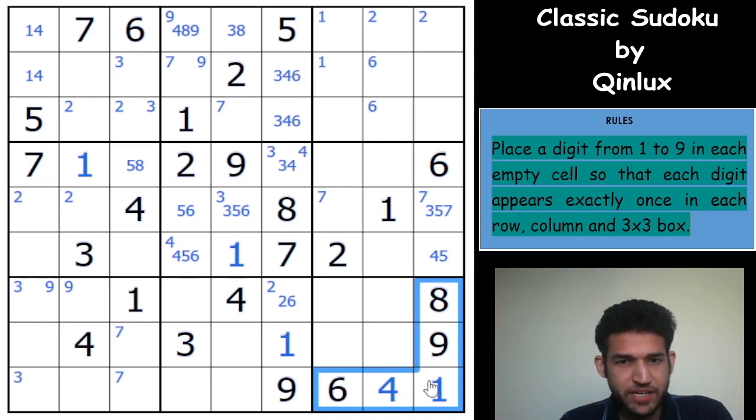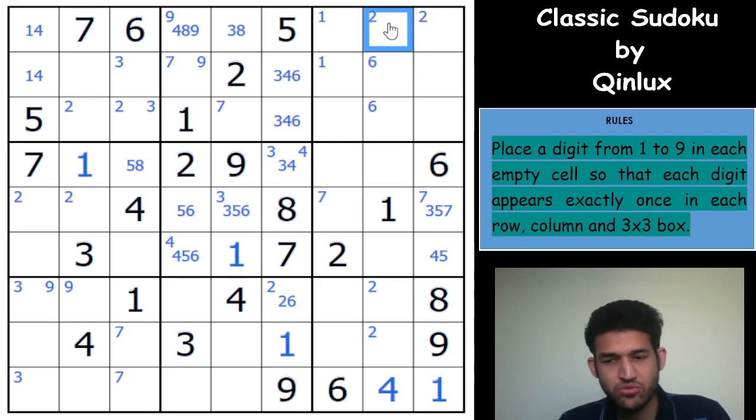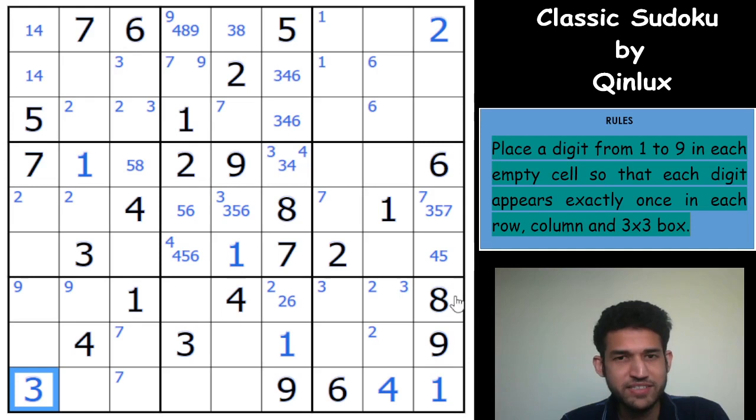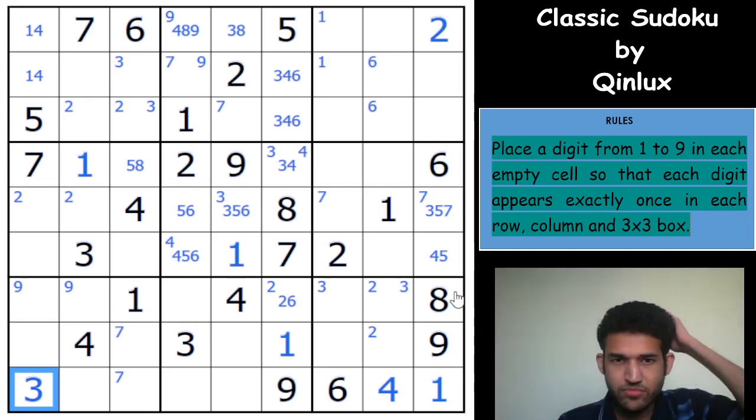1, 4, 6, 8 and 9. We need 2, 3, 5, 7 in here. 2 would be in one of these two cells, and which means this is not 2. That gives me a 2 here. And 3 is in row 8, so 3 goes in here, and that attacks the 3 in here, removing the 3 and giving the 3 here. Cascading effect, guys. Brilliant, classic.